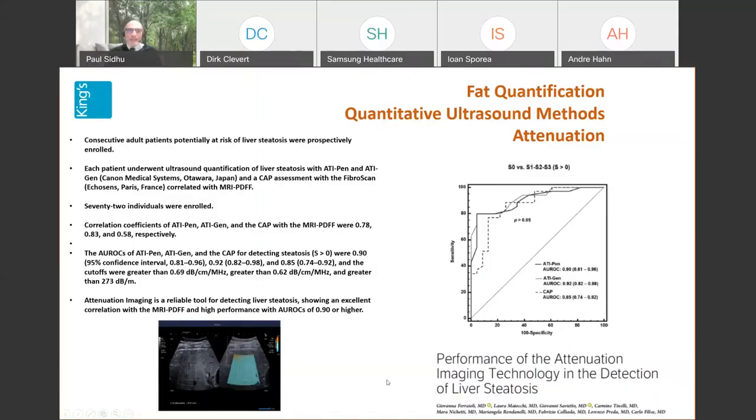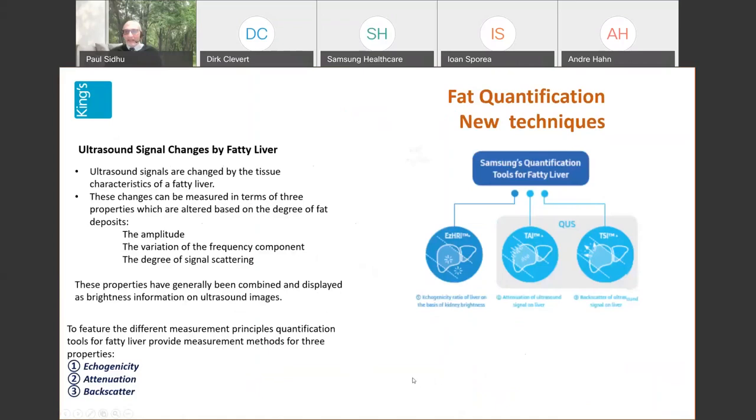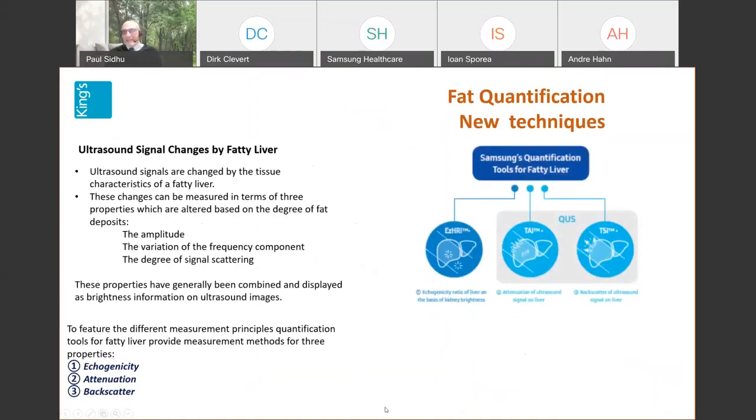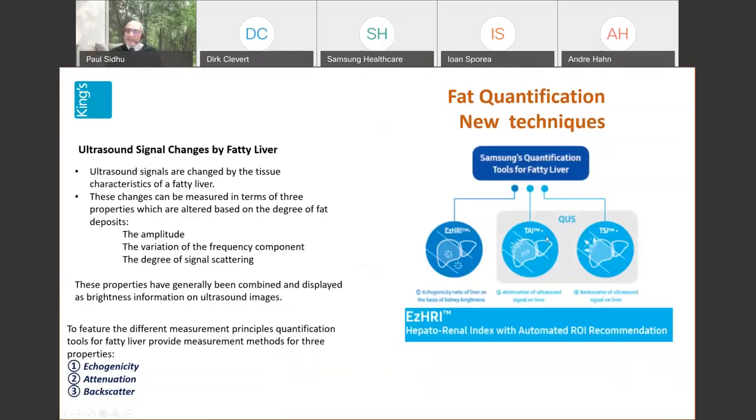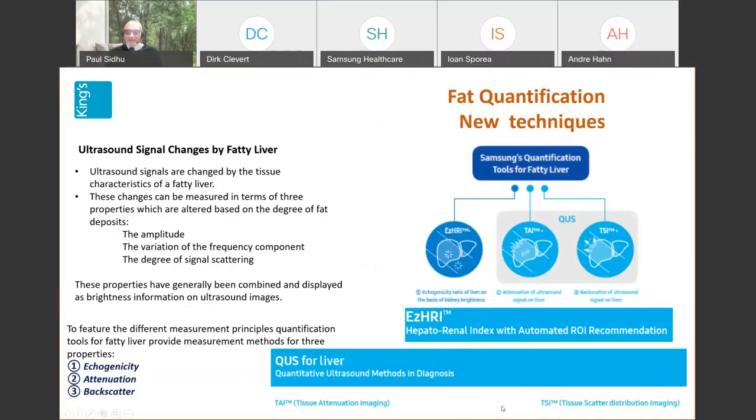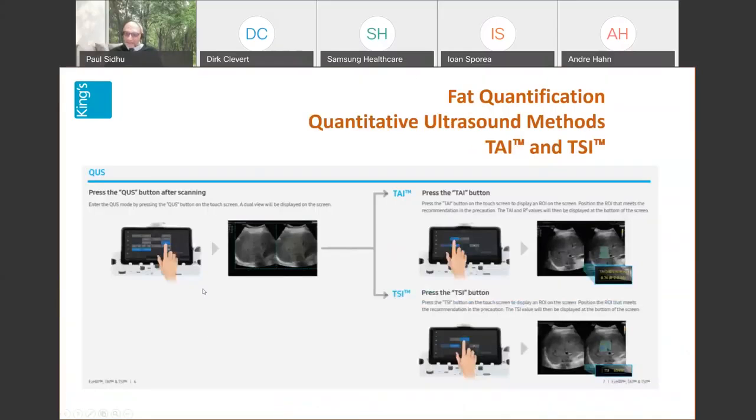Very simple to use, and this is now embedded in the Samsung. You use all 3 systems on the machine to look at TAI, TSI, and the HRI. Again, very simple and straightforward to use. A single button introduces you to either one of those two areas. You can press another button, it gives you the TAI, another button, TSI.